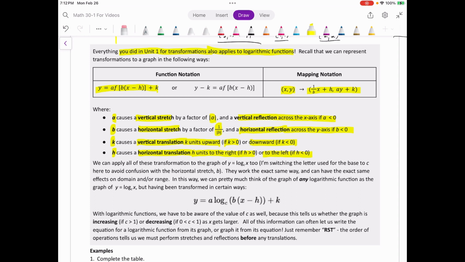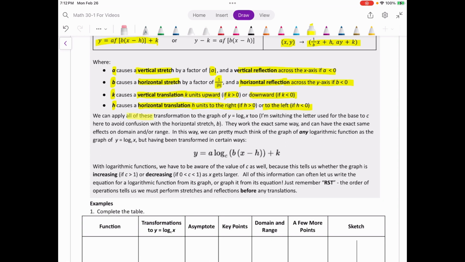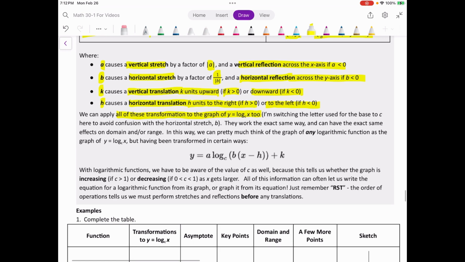And so we can apply all of these transformations to the graph of y equals log base c of x. You might be saying, why did you switch that to a c? I'm just switching the letter used for the base to c to avoid confusion with the horizontal stretch, b. To be honest, I could have been using c this whole time. b is just the most common one used.